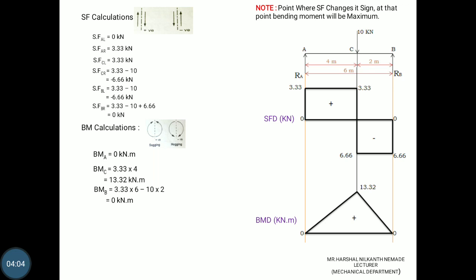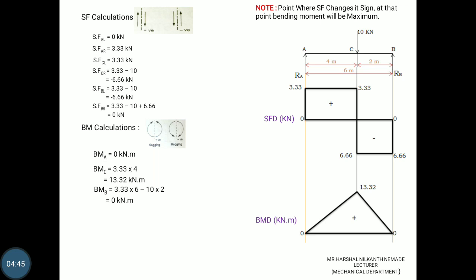Now I will mark on the diagram. I will extend all the lines of the forces; you may see the orange color lines in the figure. I will draw one horizontal line at 0. SF at AL is 0. I will take AR on the A line only, 3.33 upward. So I will draw a vertical straight line upward, then a horizontal straight line to the right-hand side up to where the 10 kilonewton force is acting.